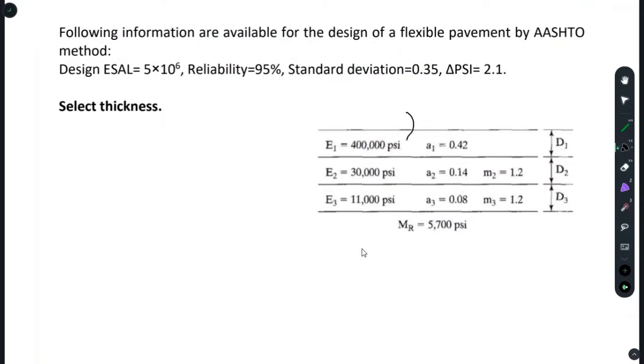First layer is for wearing course, and this layer here is for base, and this can be said the subbase, and the underneath layer is actually subgrade, the in situ soil condition. We are asked to find out the value of D1, D2, and D3. These are the depth of each soil layer.